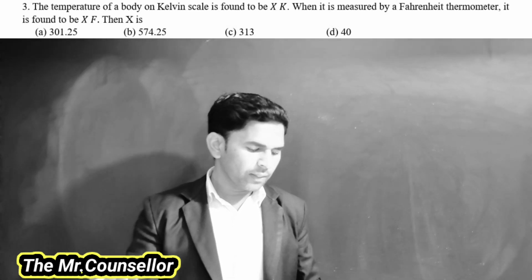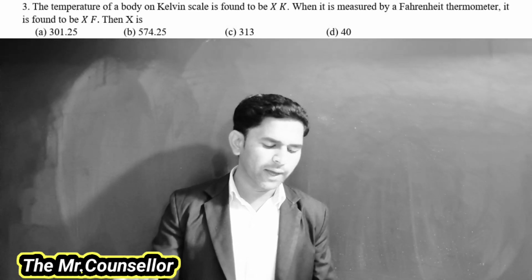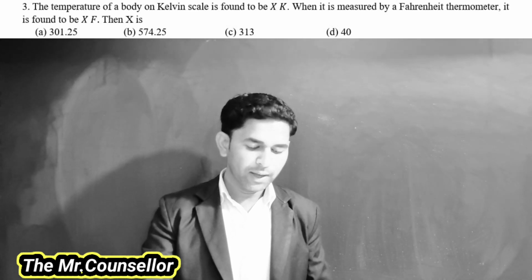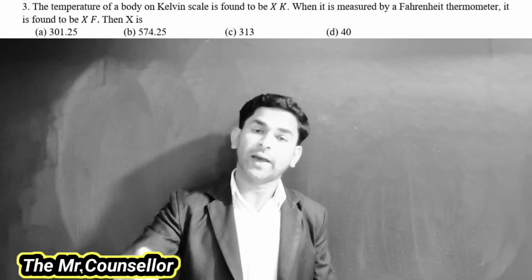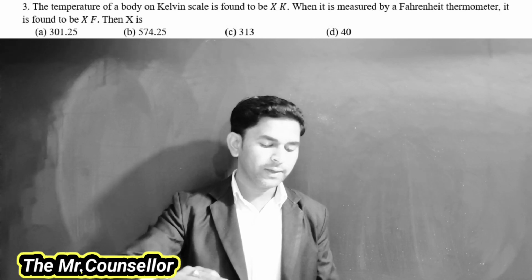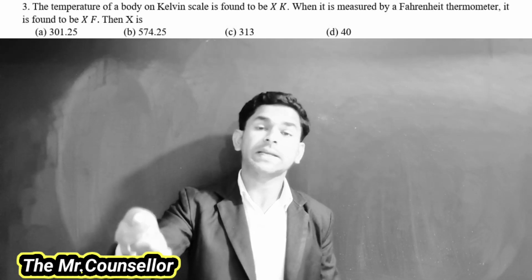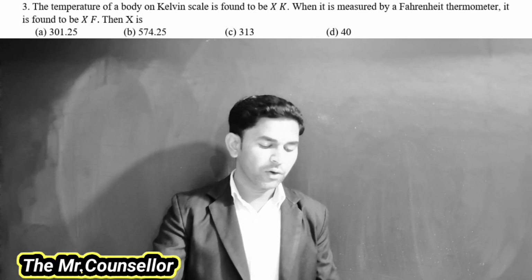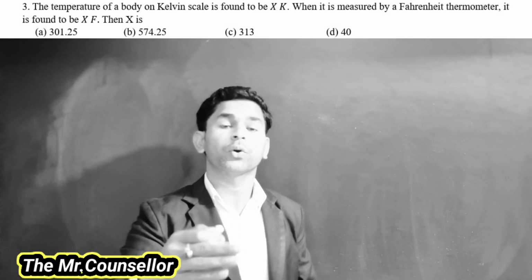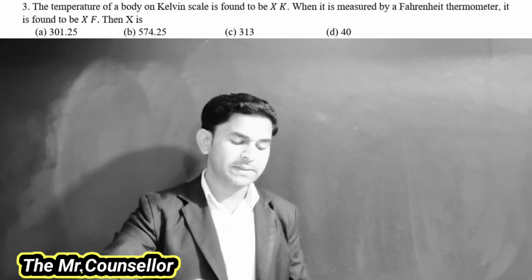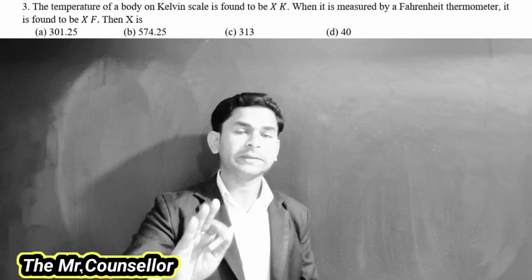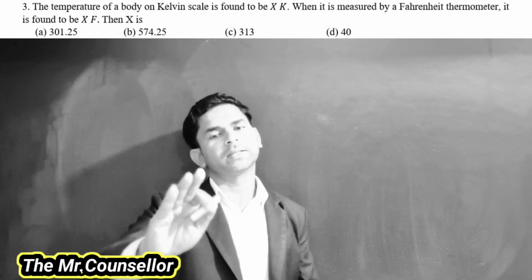Next, a very good question. The temperature of a body on the Kelvin scale is found to be X Kelvin. When it is measured by a Fahrenheit thermometer, it is found to be X Fahrenheit. Then what is the value of X? Option A is 301.25, option B is 574.25, option C is 313, option D is 40.